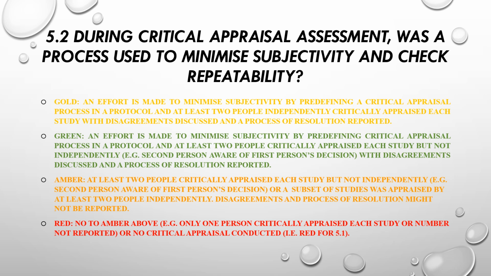Amber is awarded when predefining of the critical appraisal process is absent, but at least 2 people critically appraised each study, or a subset of studies was appraised by at least 2 people independently. Disagreements and a process of resolution might not have been reported. Red is awarded when only 1 person critically appraised each study, or the number was not reported, or no critical appraisal was conducted at all.